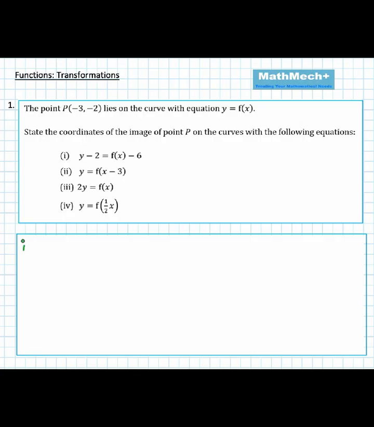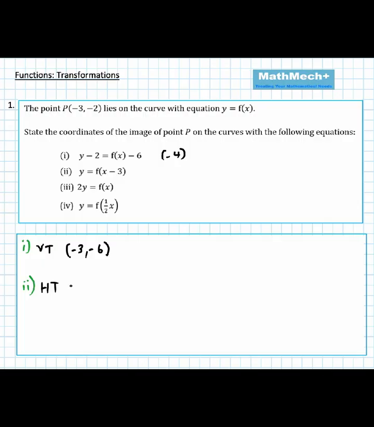In this question we're going to look at some transformations, so basic enough kind of transformations. So we're going to state the coordinates of the image of the point that we're given, which is minus 3, minus 2. So the first one, we've got a vertical translation, and so it's the y. You can cancel minus 2 on both sides and you get minus 4. So it's the y value that changes there.